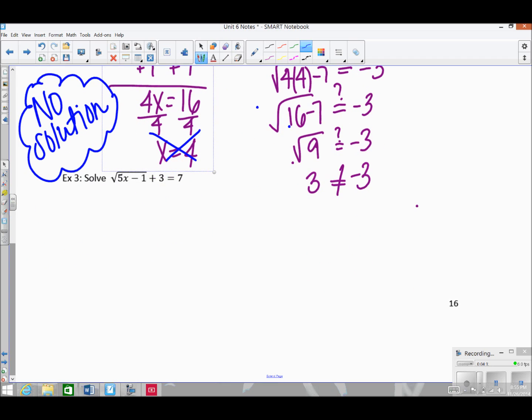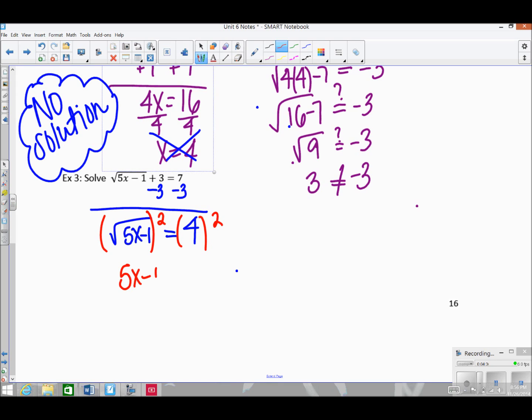So let's look at some more examples. For this one, again, I want to isolate that square root term first. So I'm going to bring the minus 3 over. It just makes your math easier so that you don't have to square this entire thing. So I'm going to have 5x minus 1 equals 4. Now I'm going to square both sides. So I have 5x minus 1 equals 16. Add the 1 over, so 5x equals 17.